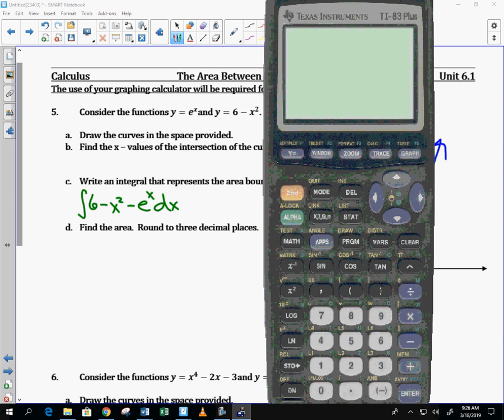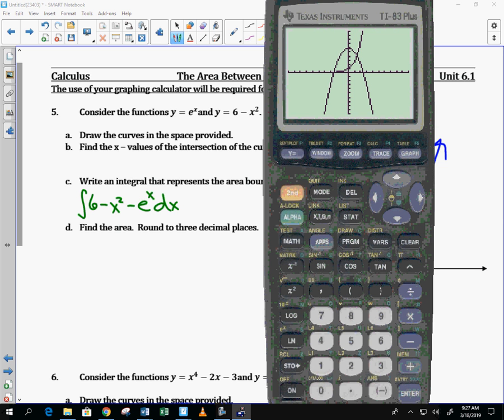If we turn on our calculator, the reason I'm having you do this is that, without a doubt, this is a problem you're going to be expected to do on the AP exam. We type in e to the x, and we're going to do 6 minus x squared. And we're going to look for those points of intersection. I'm first going to zoom standard, and I'm going to find the intersection.